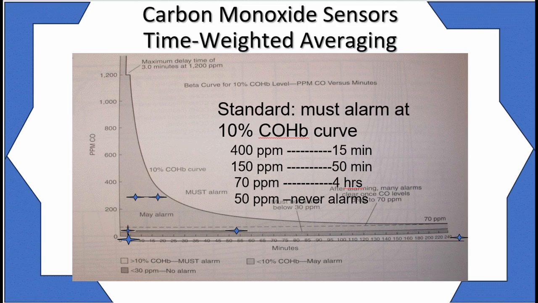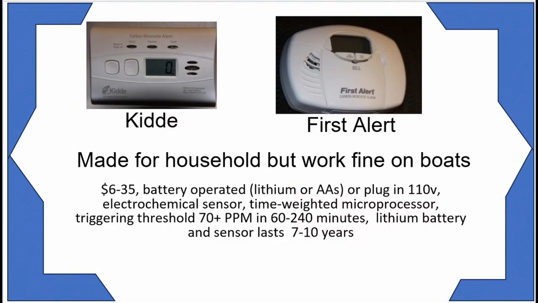Let's go on. You go to a hardware store, and these are the brands that you see, Kidde and First Alert. I bought a Kidde. At the time I bought it, it was called the Kidde Nighthawk, and I paid $32 for it. And I bought two of them, and I put them both in my boat.